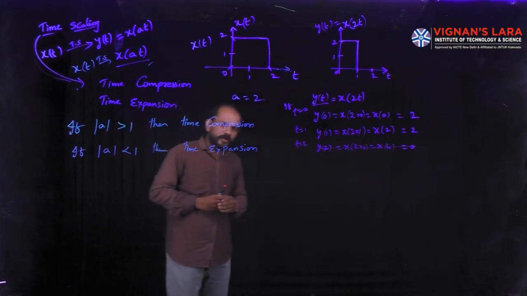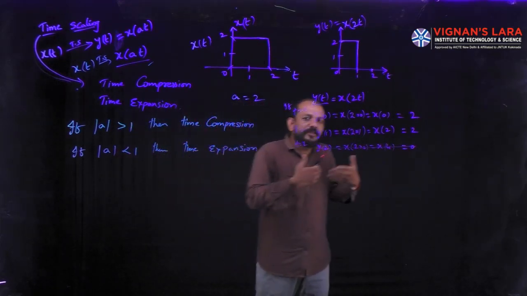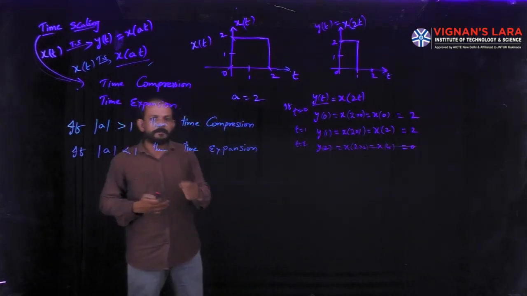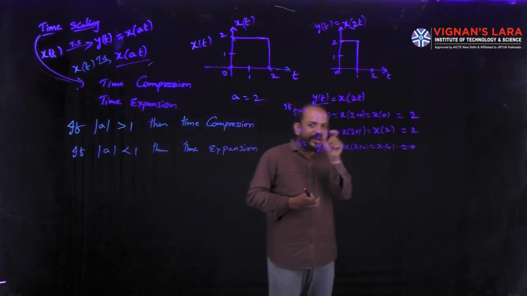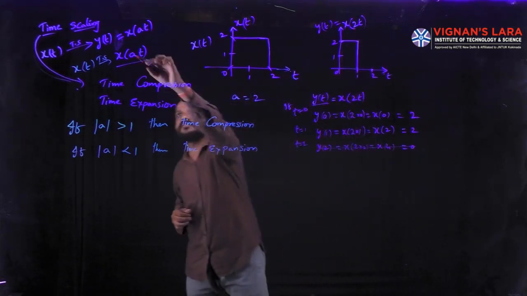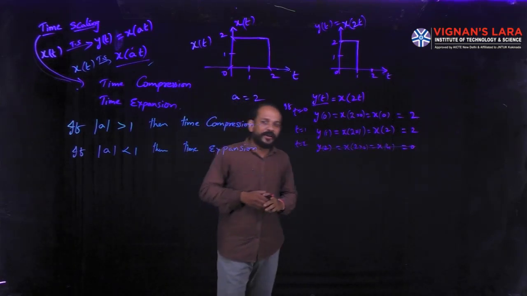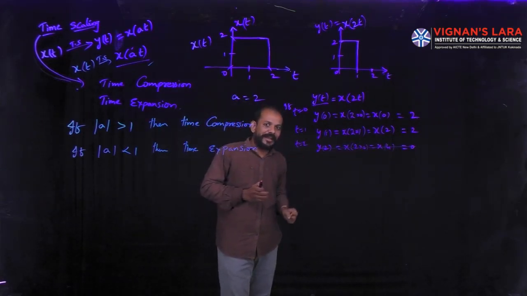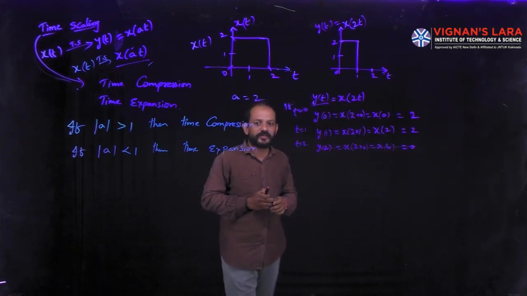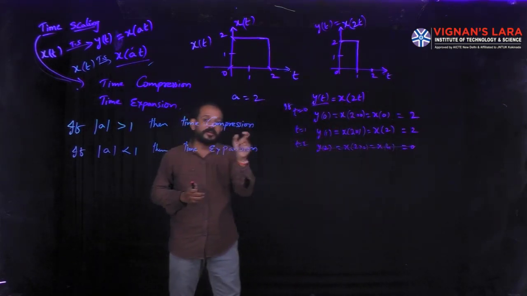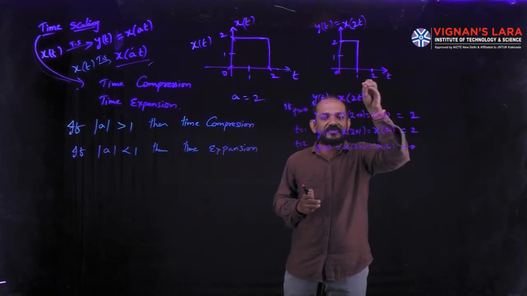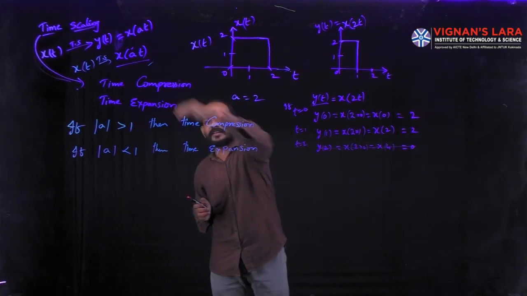Whenever we want to get the time scaled version of x of t, all you have to do is divide by the scaling factor. This a is the scaling factor. Divide by the scaling factor at every instant of time. At every instant of time in the signal, divide each and every instant by the scaling factor a.